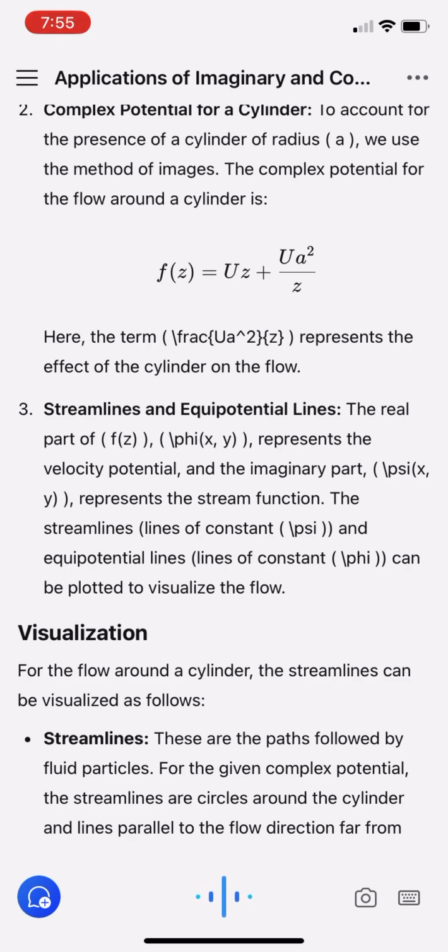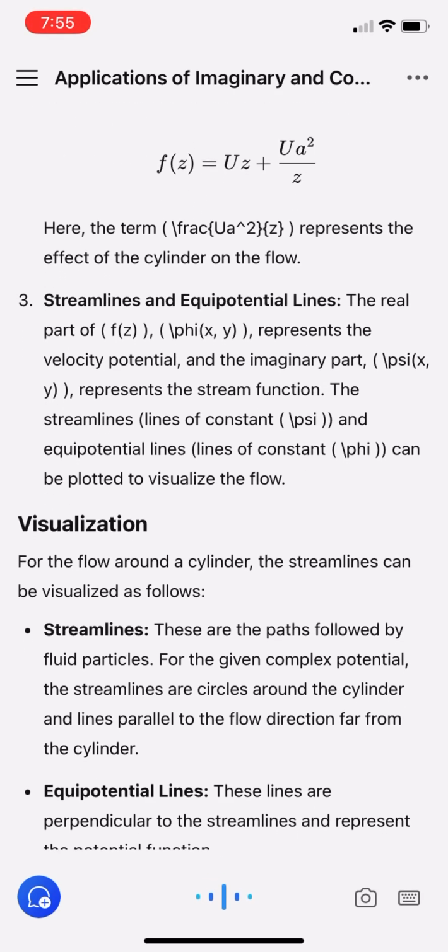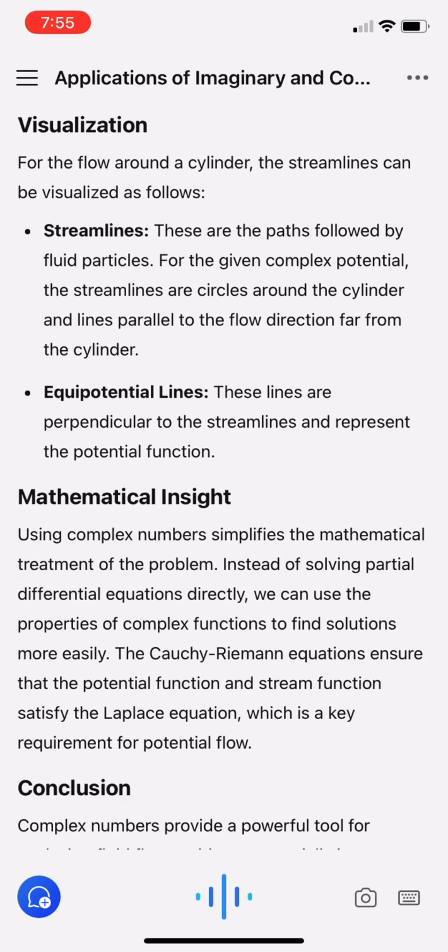Streamlines and equipotential lines. The real part of F(z), \phi(x,y), represents the velocity potential, and the imaginary part, \psi(x,y), represents the stream function. The streamlines, lines of constant \psi, and equipotential lines, lines of constant \phi, can be plotted to visualize the flow.